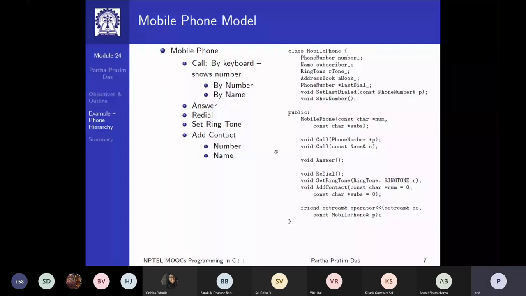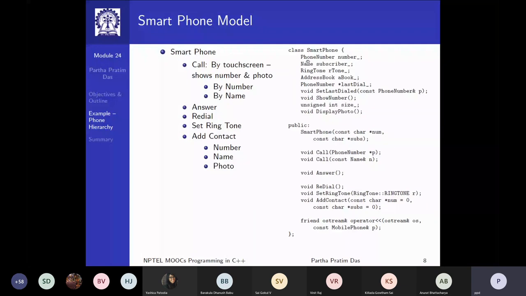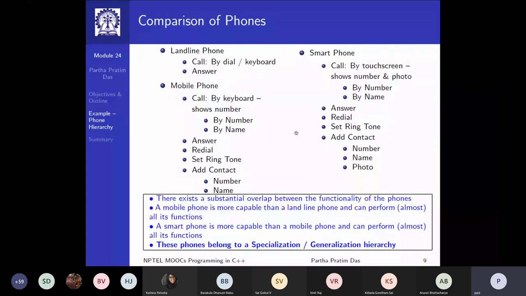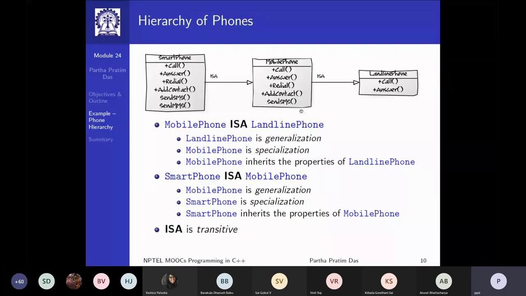If we go to smartphone, we have a similar set of data attributes. Along with that, we will have a size of the smartphone, the display size, a method to display photo, two versions of the call as before, setting the ringtone and so on. So this is the overall comparison that we had seen, where we can place them in a hierarchy. So we can say that a smartphone is a mobile phone, is a landline phone. As you can see, each one of them has call, but the call mechanism should be different. So you can clearly see a possibility of overriding and overloading here.